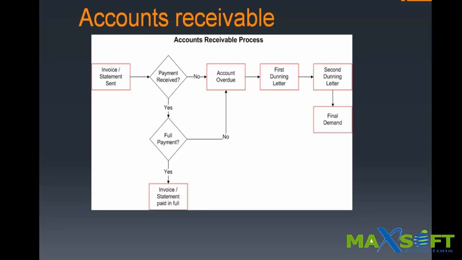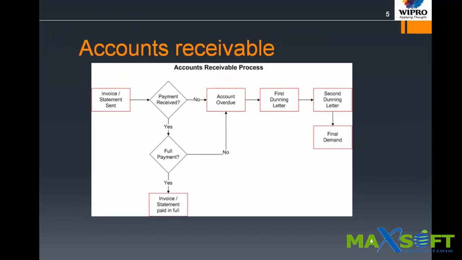If you see the diagram, an invoice or statement is sent, and when the payment is received for that invoice, it will be applied. If the customer pays the entire amount, then that particular item will be closed. If the customer is not paying the entire amount, what happens? The remaining amount becomes due. For example, of $500, if we pay only $300, then the remaining $200 will become due. After that, there are some dunning letters.